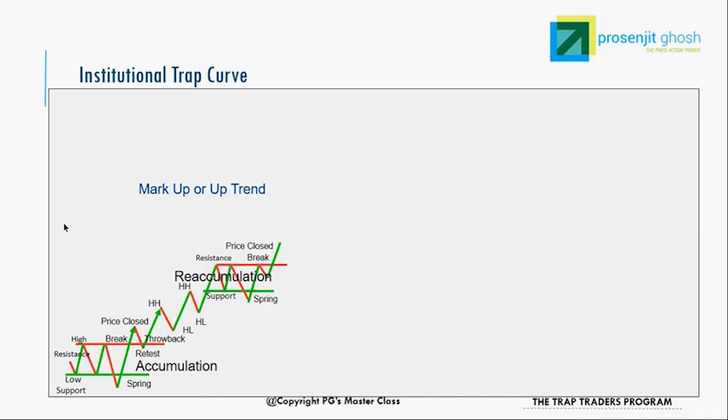After the uptrend, inside the uptrend, price will start creating reaccumulations, one after another. These reaccumulation areas are beautiful places to be for trading. Not only that, these uptrend swings are also very nice for going long. Now what happens?